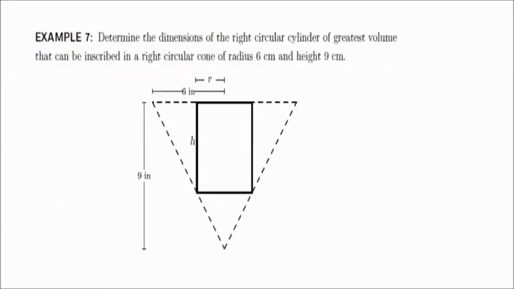Okay? So last problem. So determine the dimensions of the right circular cylinder of greatest volume that can be inscribed in a right circular cone of radius 6 cm and height 9 cm. So inscribe.